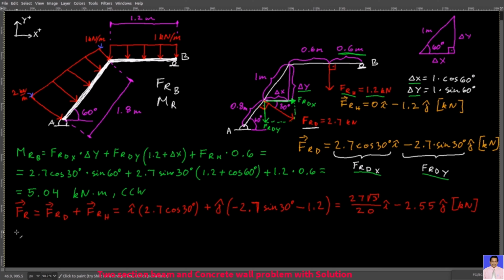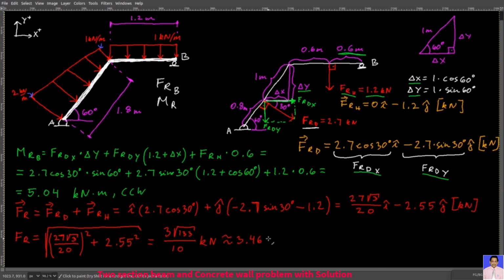I can also calculate its magnitude, so I will have the square root of, and then all this, where I square both terms and then I add them together. It will give me this result, or approximately, it's 3.46 kilonewtons.